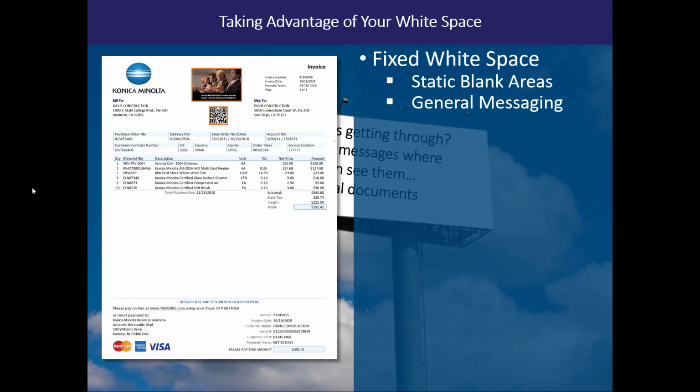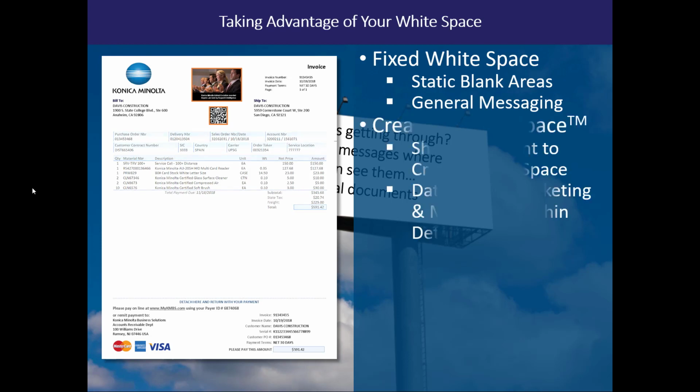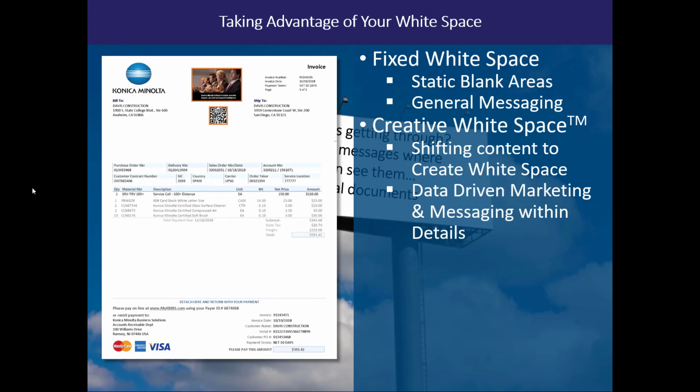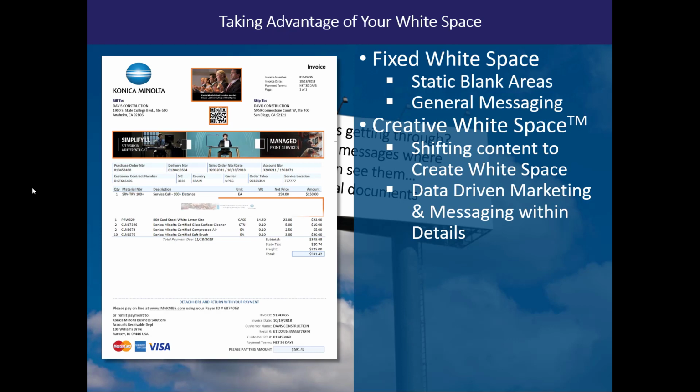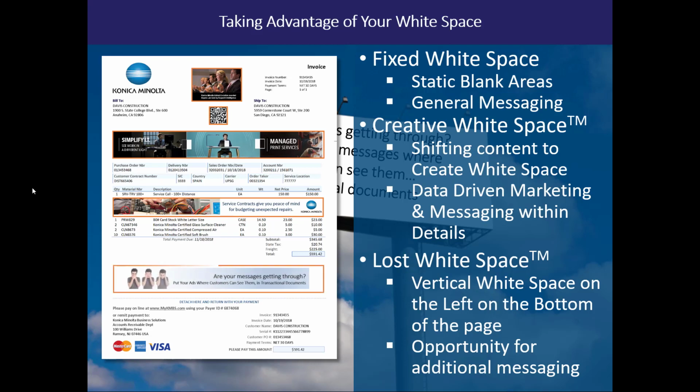The first is fixed white space, and that's the static area of your form, such as your header, and this is perfect for general messaging such as upcoming events or general marketing. Next is creative white space, which actually shifts the content of your form to create white space for data-driven marketing and messaging. Perfect for upselling a service or add-on feature based on a recent purchase. Or insert messages for hazardous material being delivered. Lastly is lost white space, and this is the vertical white space left on your page at the bottom of your form. This is ideal for additional messaging.